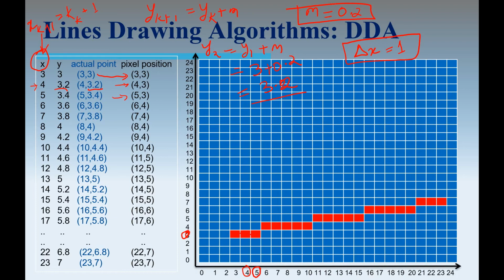The next point here is 3.4 plus 0.2, which is 3.6. Now 3.6 is greater than 3.5, so we can round up to 4. Then the next coordinate on the x-axis is 6, and the coordinate on the y-axis will be 4. So if you calculate like this, it will move on.